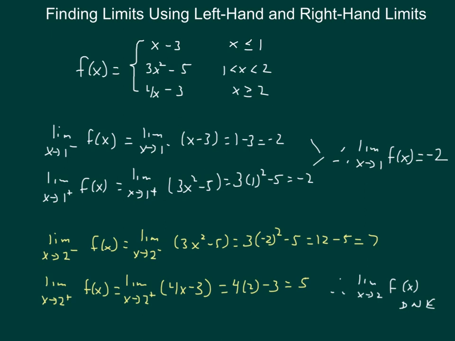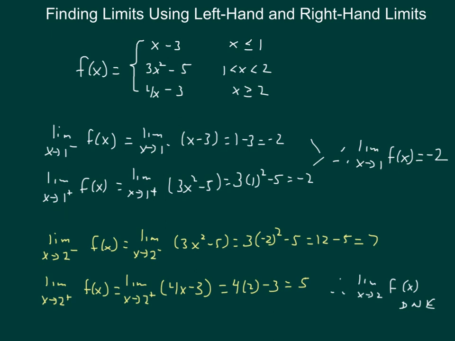So let's take a look at the limit as x approaches 1 from the left. Because we're coming from numbers that are smaller than 1, I will use this top piece. So that's the limit as x approaches 1 from the left of f of x. It's just going to be the limit as x approaches 1 from the left of x minus 3. And I just plug in the 1. I get 1 minus 3, that equals negative 2.